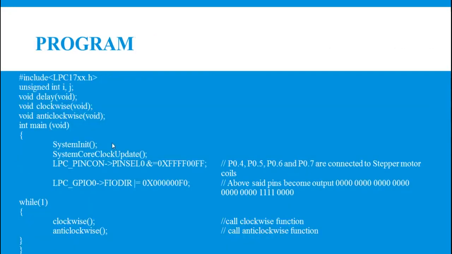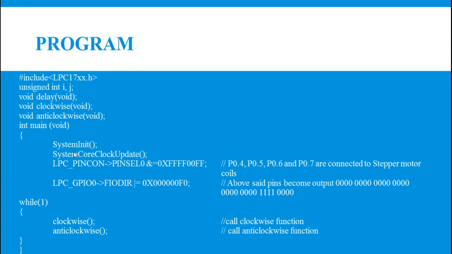Let's consider the program. As usual, you have to include the header file. We are declaring global variables i and j. We are declaring functions, that is a delay function, a clockwise subroutine, and an anti-clockwise subroutine, and this is the main function. The main program is initialized here. If you have any local variables to declare, after declaring them, these two standard functions have to be called: system initialization and system core clock update.